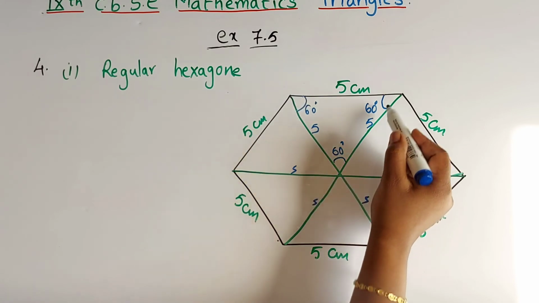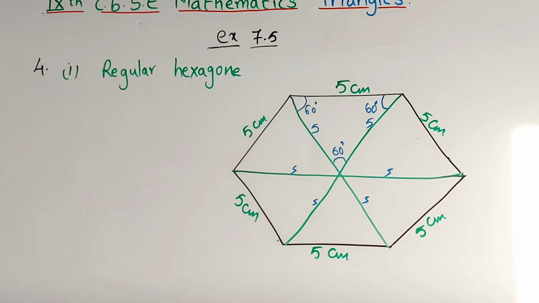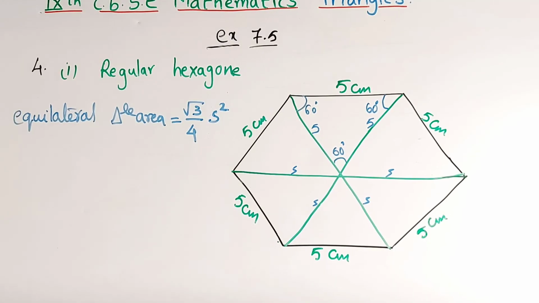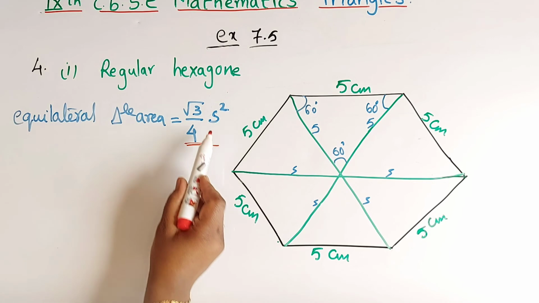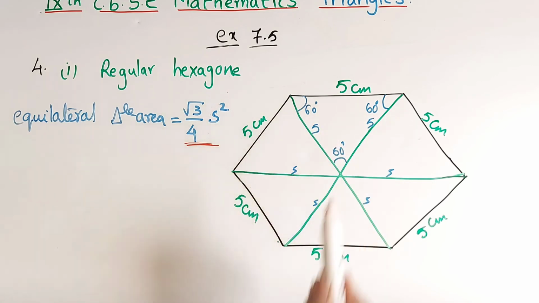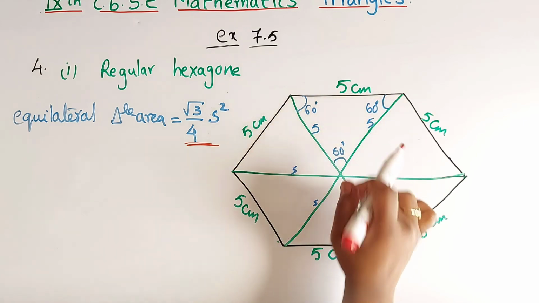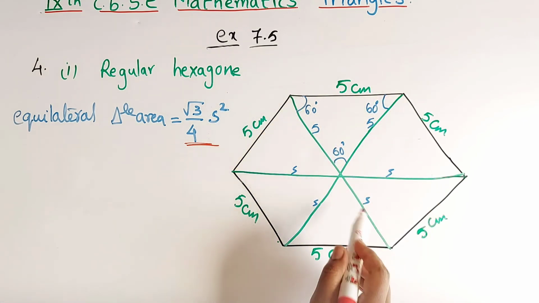Therefore, here you can find out the equilateral triangle area. What is the equilateral triangle area formula, children? Root 3 by 4 s square. Here s means side: root 3 by 4 side square. Right, children? Here we have a 5 cm, 5 cm, 5 cm equilateral triangle.